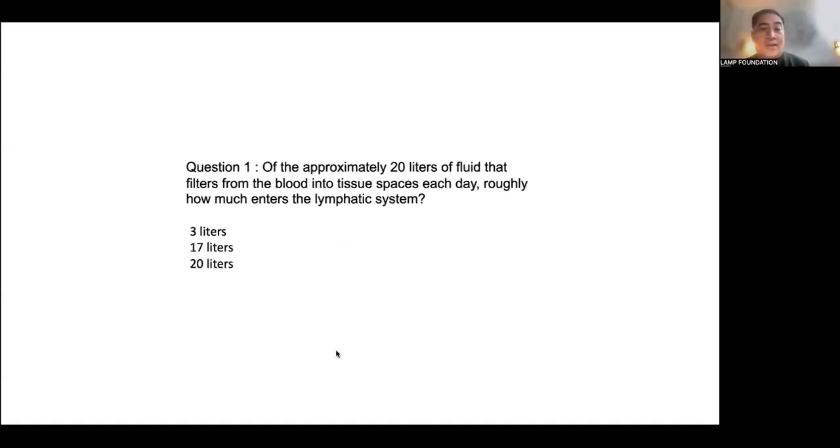Of the approximately 20 liters of fluid that filters from the blood into tissue spaces each day, roughly how much enters the lymphatic system?